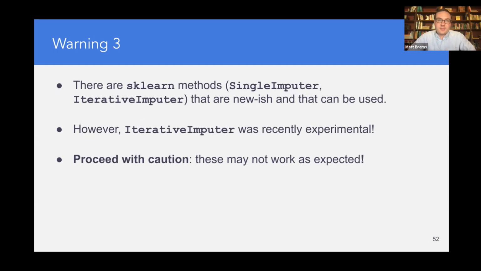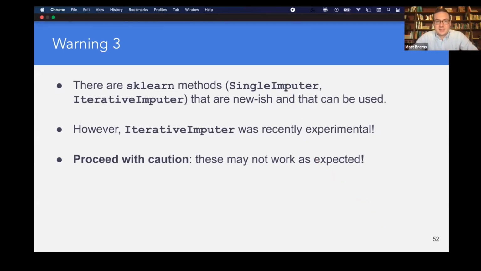There are some scikit-learn, or sklearn, methods in Python that are new-ish and can be used. There's SimpleImputer and there's IterativeImputer, and these are designed to help you fill in missing data. IterativeImputer was recently experimental. I believe it only came out about a year ago. I think a lot of the kinks have been worked out, but proceed with caution. These, and really any code, but in particular this code, may not work as expected. So you want to be very, very delicate and cautious when using this, and be aware of the limitations in everything that you're doing.